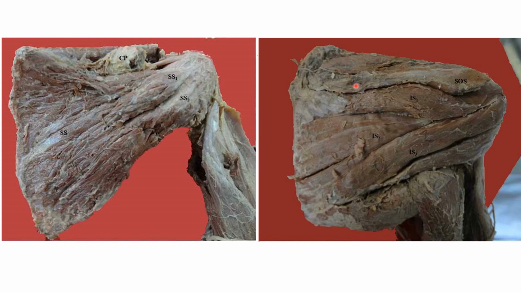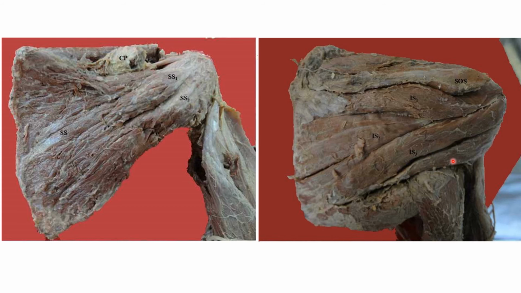Below the spine of scapula is the infraspinous fossa. The medial two-thirds of the infraspinous fossa is the site of origin of infraspinatus, which inserts over the middle impression present over the greater tubercle.